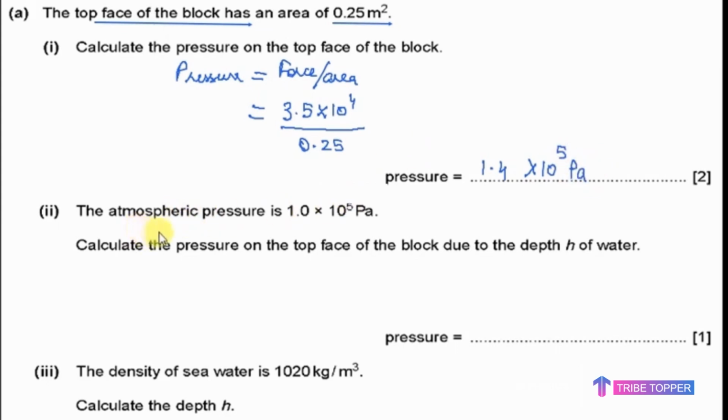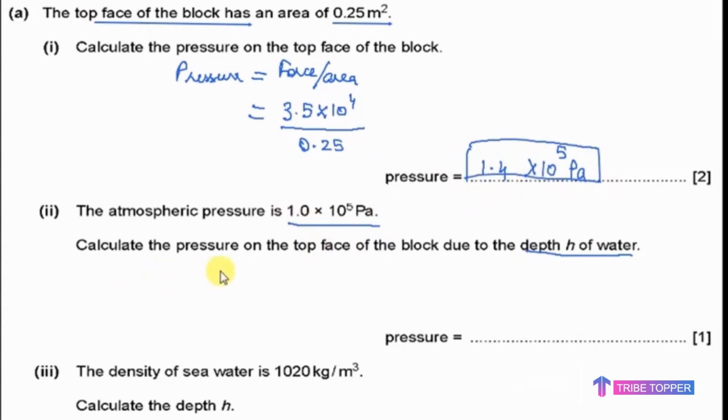In the second part, they say the atmospheric pressure is 1 into 10 to the power 5 Pascal. Then what is the pressure on the top face of the block due to the depth h of water? Now see, there are two things which are exerting a pressure. One is the atmospheric pressure and the other is that depth of water, that liquid column which is exerting the pressure. So we calculated the total pressure to be this much in the first part. So we'll just subtract the atmospheric pressure from this. This is just a 1 mark question.